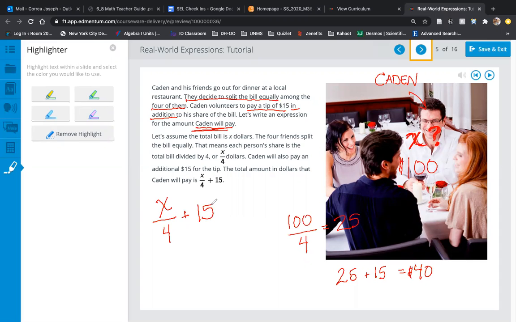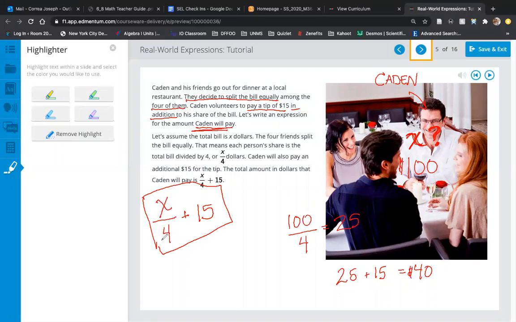And $15 might sound like a big tip, but we don't know how much they spent, right? If they spent $10 at the restaurant, this is a really big tip. If they spent $500 at the restaurant, this would actually be a pretty crappy tip, right? But either way, this here now is gonna tell us how much just Caden has to pay, right?